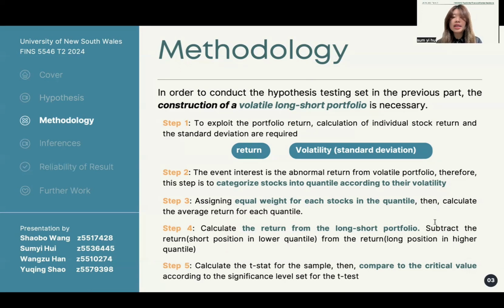Our last step is to calculate the t-statistic and compare it to the critical value at a 95% confidence level. This step helps us evaluate the statistical significance of our portfolio returns and draw a conclusion for our hypothesis test.